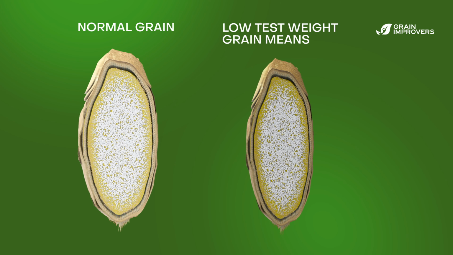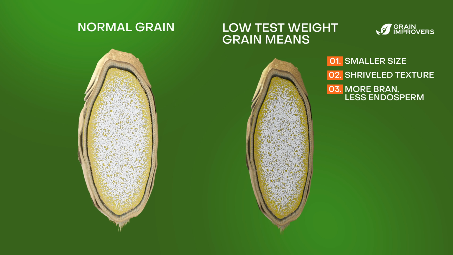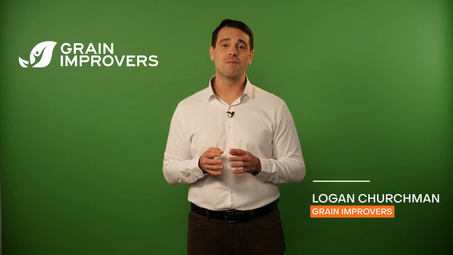Regardless of the cause, you just won't miss that kind of grain. It is small, shriveled, and clearly far from its full potential. When you run it through a quality check, you'll see low test weight, and it's a major issue for your mill. Hi, I'm Logan Churchman from the Grain Improvers team.